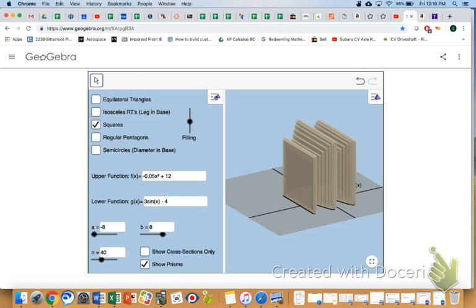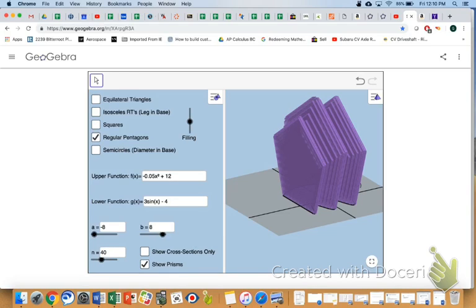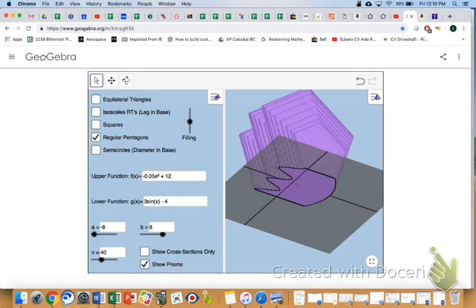Does that make sense? Did somebody just say no? Or is that good? Okay. I just want to make sure that we're doing okay. Regular pentagons. Interesting, right? See what that looks like. Oops. Question?